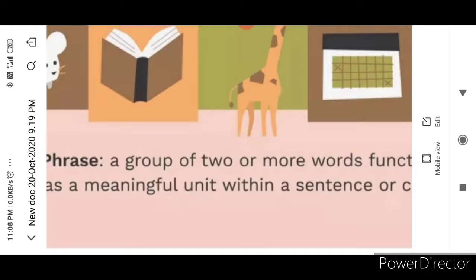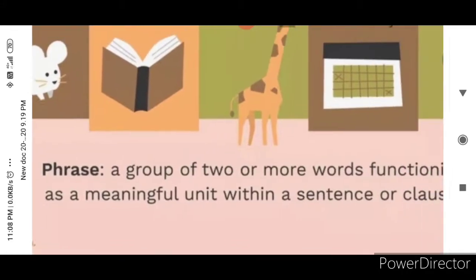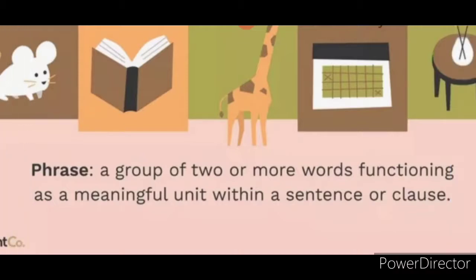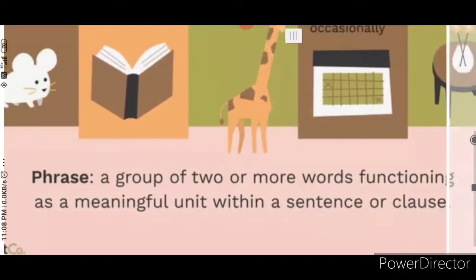Okay children, it may look very basic, but it is a building block of a sentence. I hope you have understood the difference between clause and phrase. Children, a clause has both subject and verb and gives you a complete meaning. A phrase also functions as a meaningful unit, but it doesn't have a subject or a verb. So now let us discuss the different types of phrases.